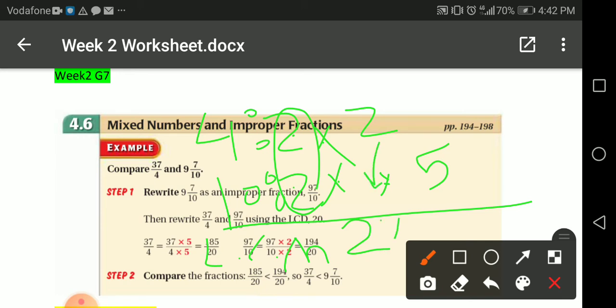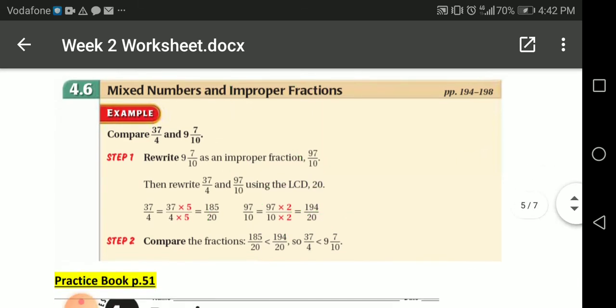This 2 comes alone, I will take it. This 5 comes alone, I will take it, unlike the greatest common factor, okay? The greatest common factor, we were taking the repeated number or repeated factor. So we have here 2 multiply 2 gives me 4, 4 multiply 5 gives me 20. So the LCM is 20.